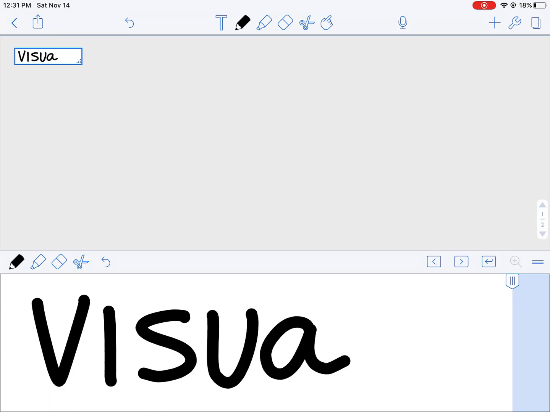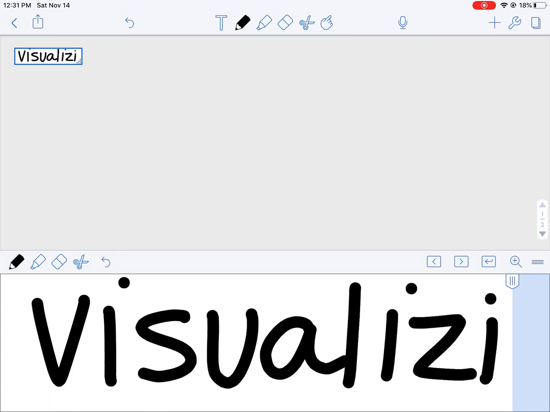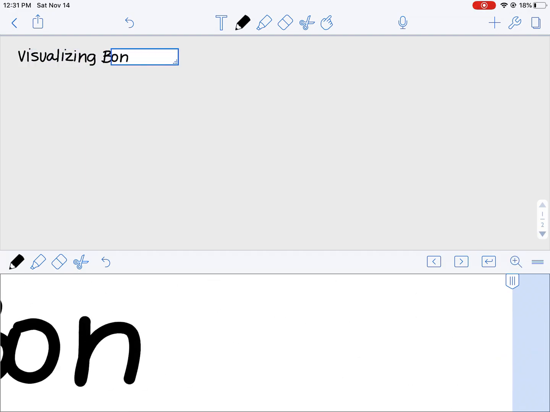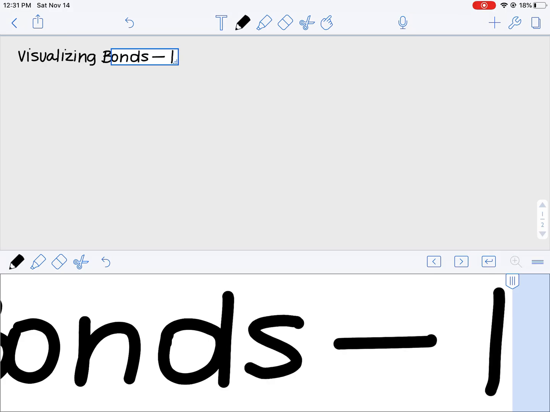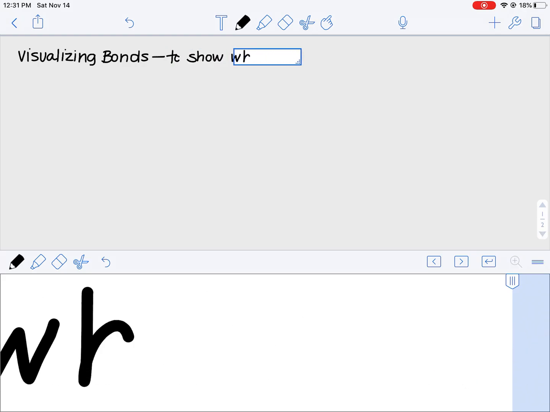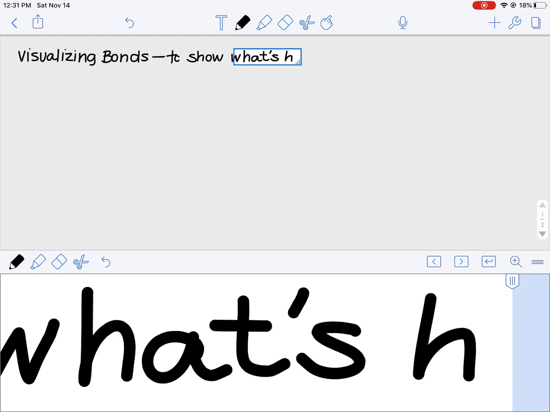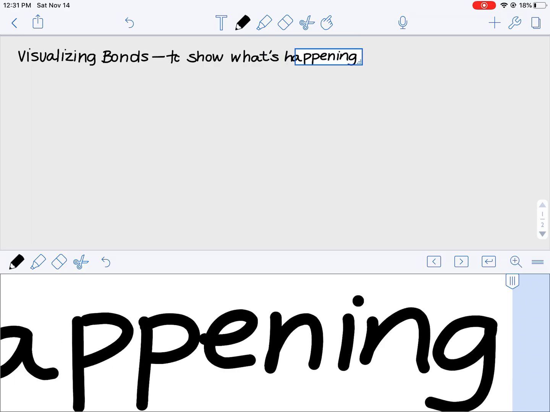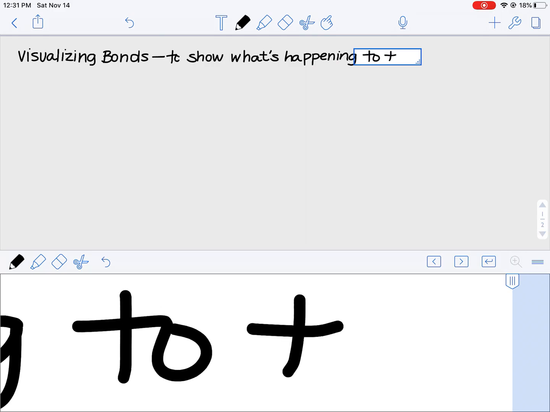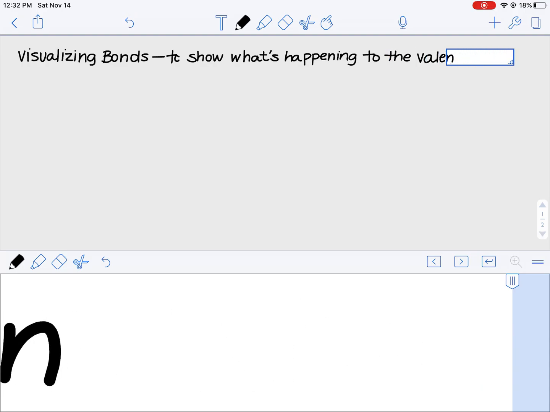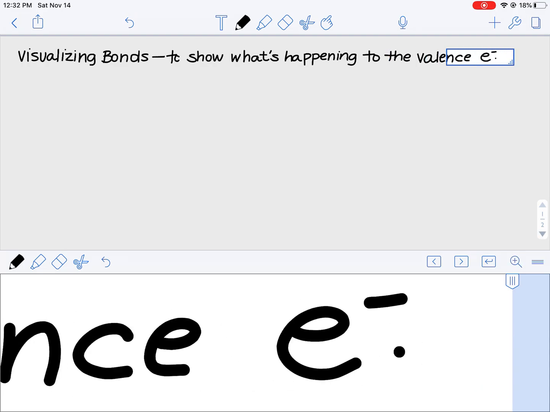Whenever you're asked to visualize bonds, ultimately, the main goal is to show what's happening to the valence electrons. Because remember, the valence electrons are the only ones involved in bonding. The core electrons are not.